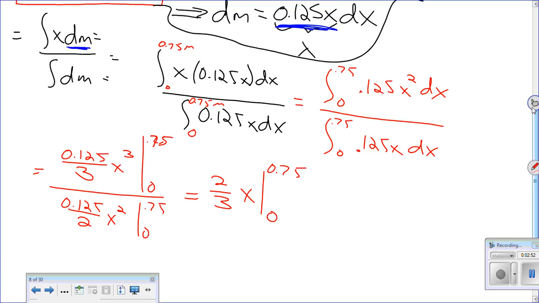Okay, and then just now plug in your numbers. Let's see. 2/3 of 0.75 is 0.5. 2/3 of 0 is 0. 0.5 minus 0 is 0.5. And the units are meters, right? Because we're talking about a position.